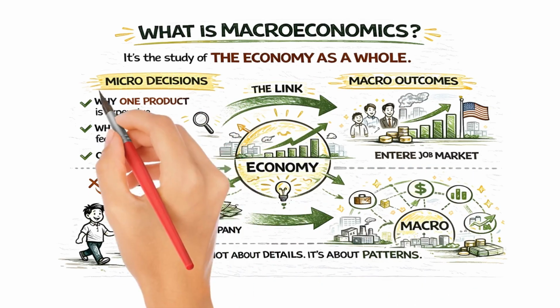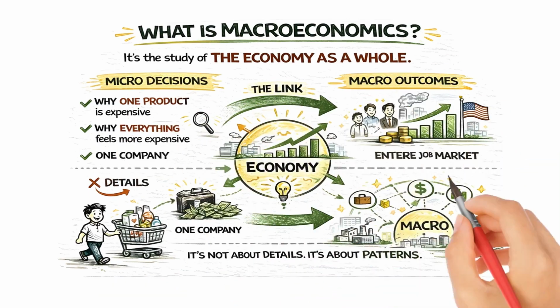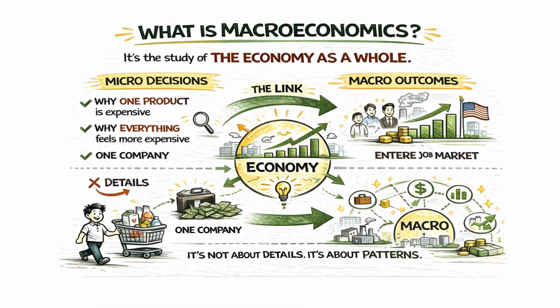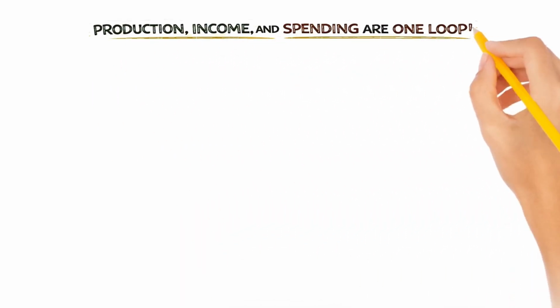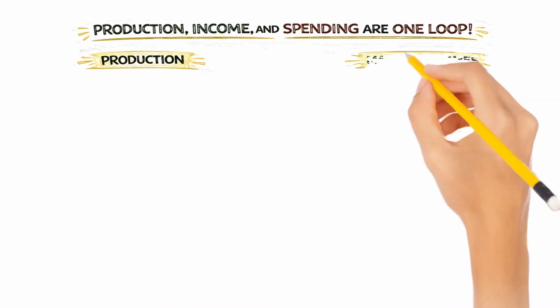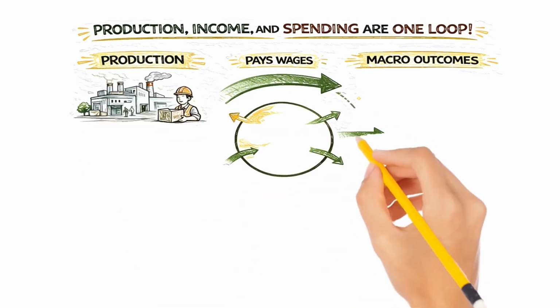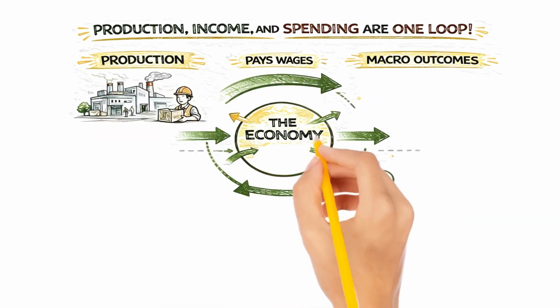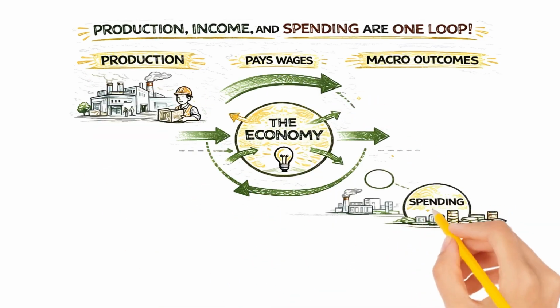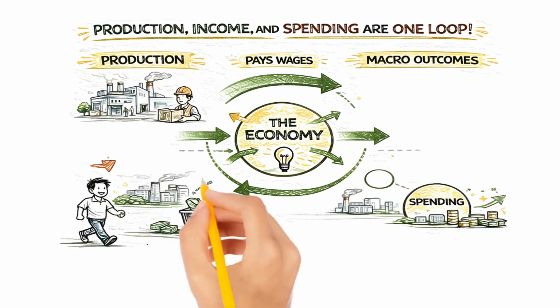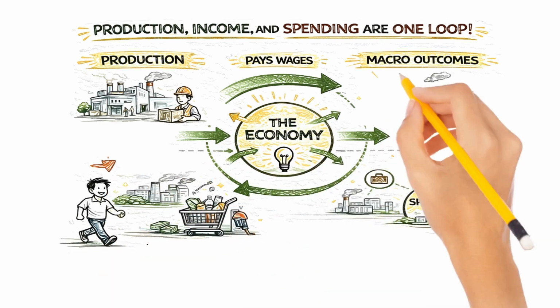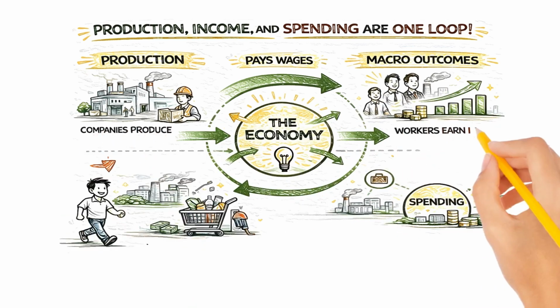To understand macroeconomics, you need to understand one key idea. The economy is a system. Everything is connected. Production, income, and spending are not separate things. They are different sides of the same process. When a company produces goods or services, it pays wages to workers. Those wages become income, and that income is then spent on goods and services.